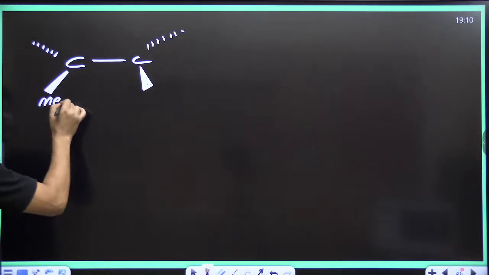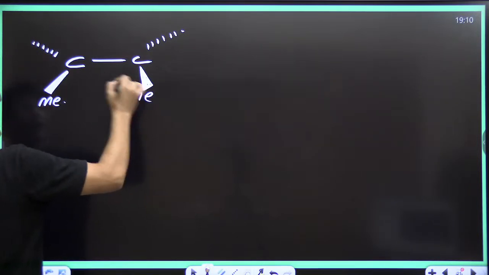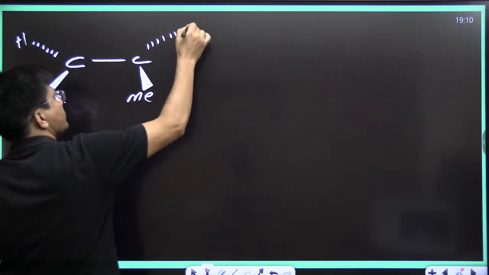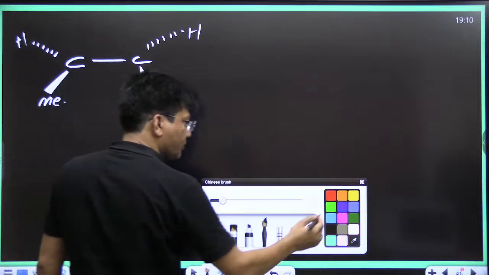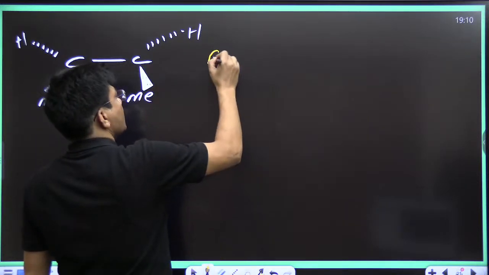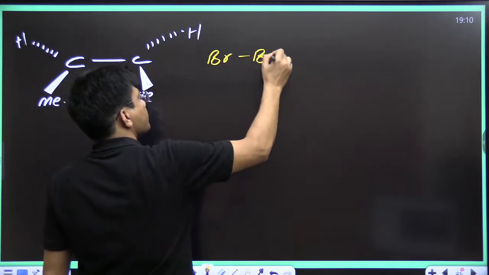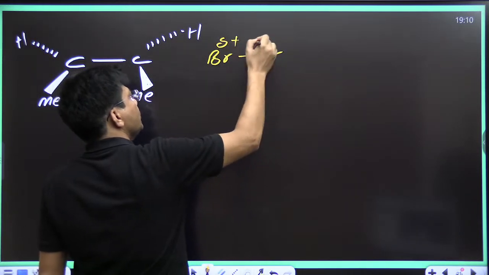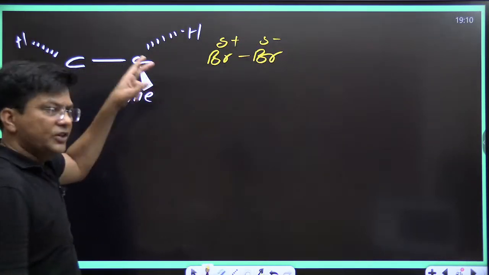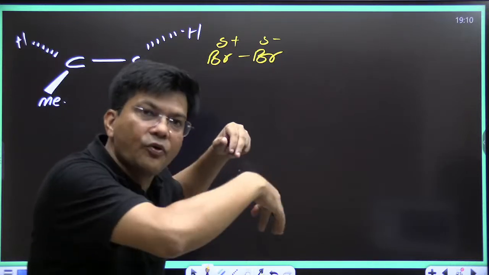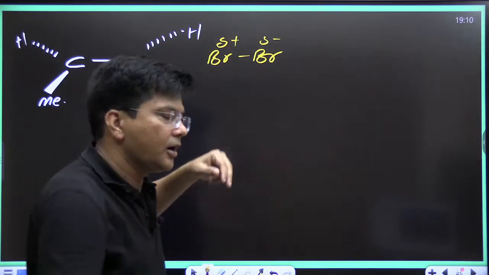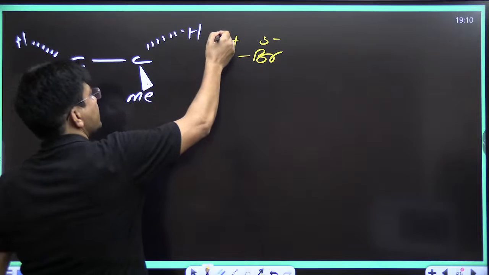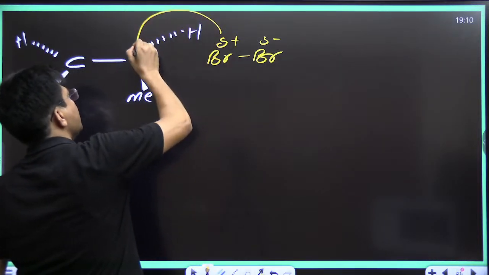Let me write down methyl, Me, hydrogen, hydrogen. So the first Br+, let me attack with due permission. Where? Which carbon? You want to attack this Br+ from the right hand side carbon or the left hand carbon. Suppose I have attacked this Br+ from upside.